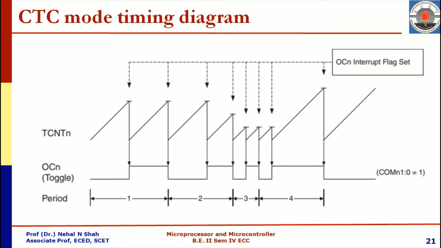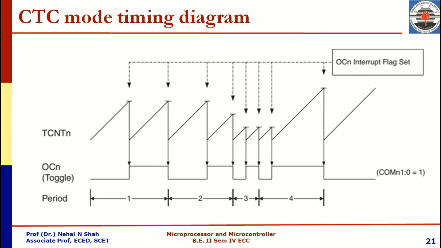The timing diagram for CTC mode is shown on this slide. We can observe over here that the timer count register is counting from 0 in the upward direction. Whenever it reaches the maximum value, every time the OC interrupt flag will be set. At the same time, the OC pin, that is the output control pin of the timer, will toggle.